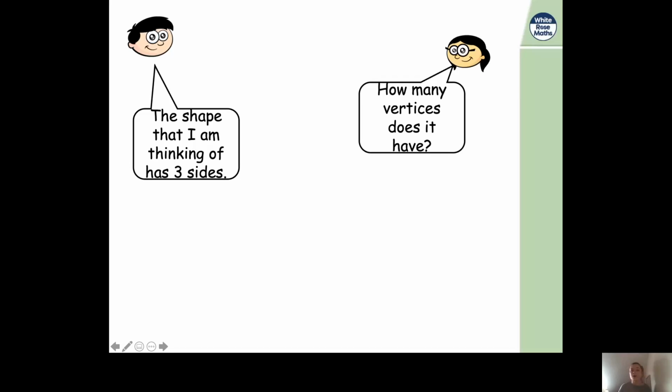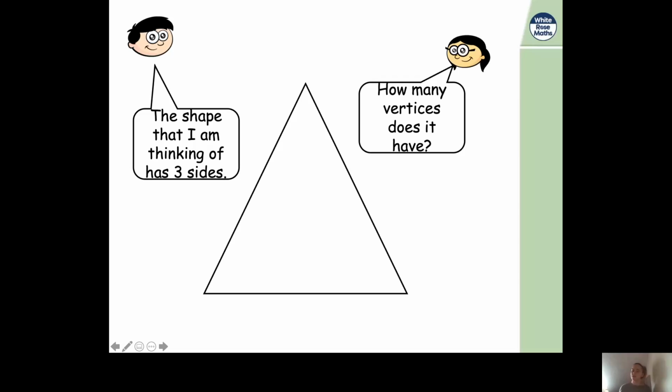I know that a triangle has 3 sides. So therefore, he is thinking of a triangle because a triangle has 1 side, 2 sides, and 3 sides. Now, the girl is asking the boy, how many vertices does it have?